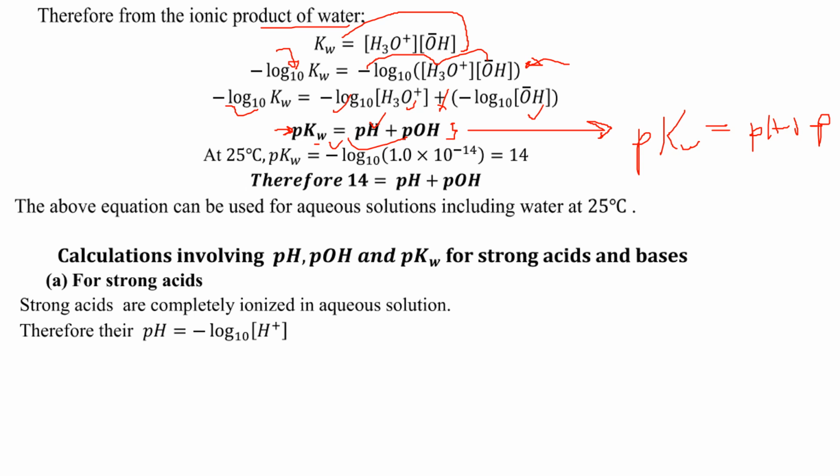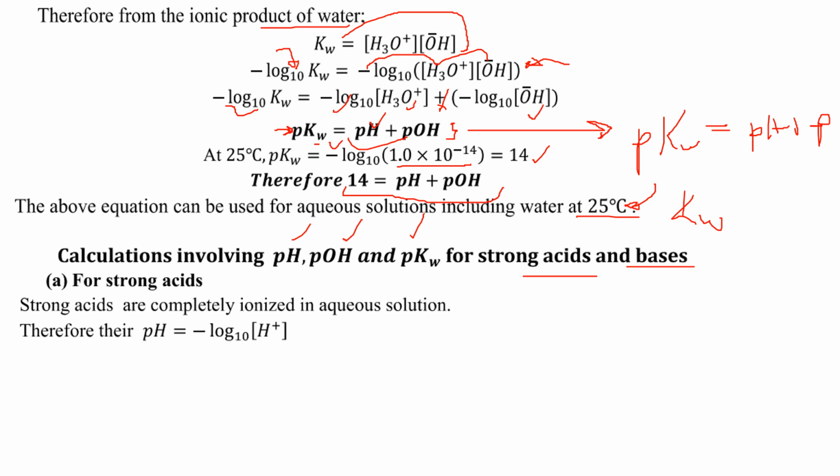And pKw, remember that Kw, or ionic product of water, we got it as 1.0 × 10^-14. Now if you put it in negative logarithm to base 10, you end up with 14. Therefore, since pKw is 14, that means that 14 is equal to pH plus pOH. Now see that the above equation can be used for aqueous solutions including water at room temperature, which is always 25 degrees Celsius. Now let's look at the calculations that are going to be involving what you have derived, pH, pOH, and pKw, for strong acids and for strong bases.